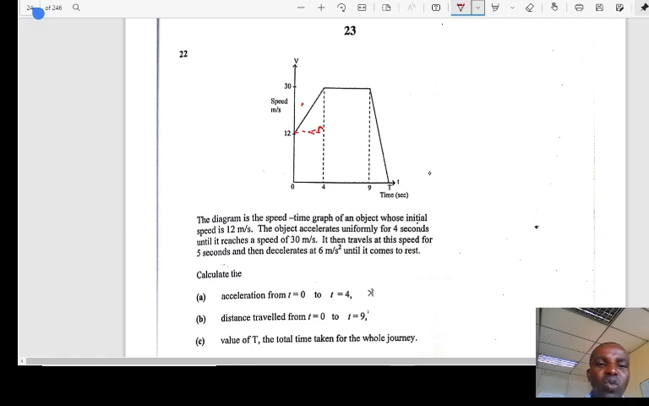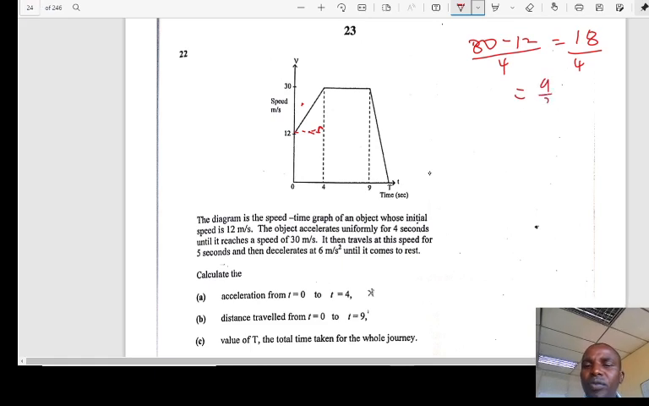Increase in y from 12 to 30 here will be 30 minus 12, over increase in x, which is 4, from 0 to 4 here. So it will be 30 minus 12. What is 30 minus 12? It is 18 over 4. This one you can simplify to be 9 over 2, which is 4.5 meters per square second. You can write it as 4.5 meters per square second. It's still the same.